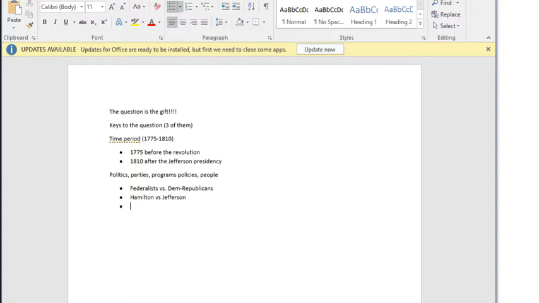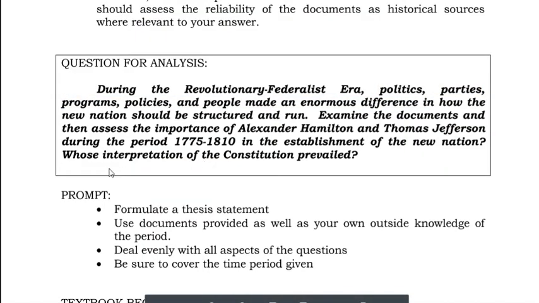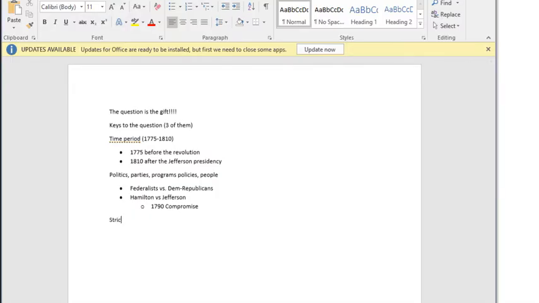And when it talks about programs, we want to be thinking about things like 1790 and the compromise. That's going to play a role in that. This is a brainstorming thing. Okay, last but not least, interpretation of the Constitution. Seriously, they're giving this to you as a gift. Strict versus loose interpretation of the Constitution.